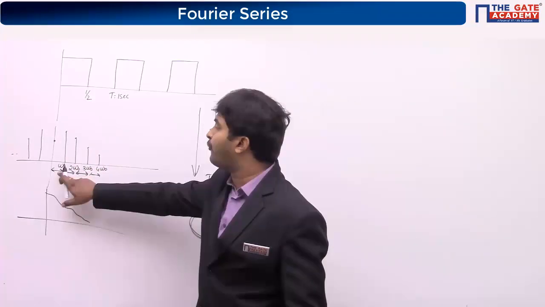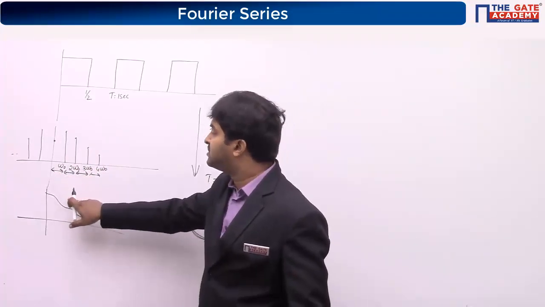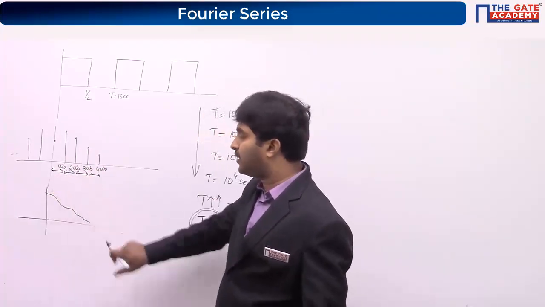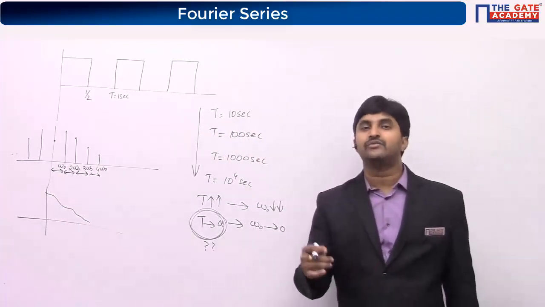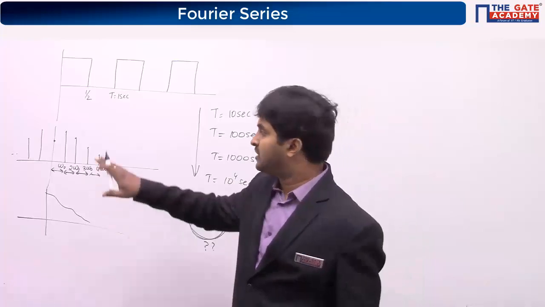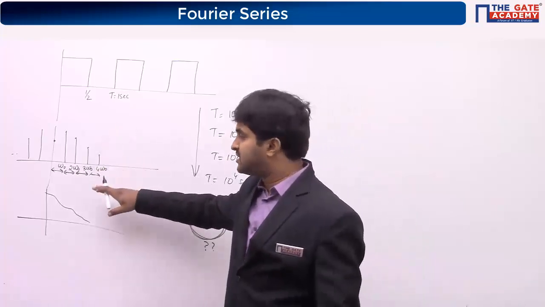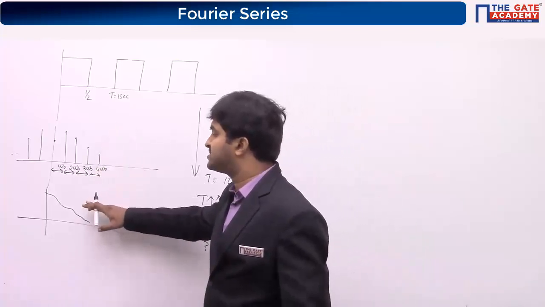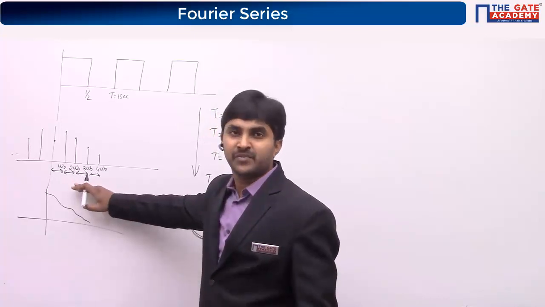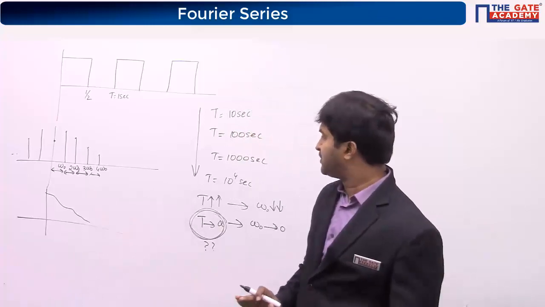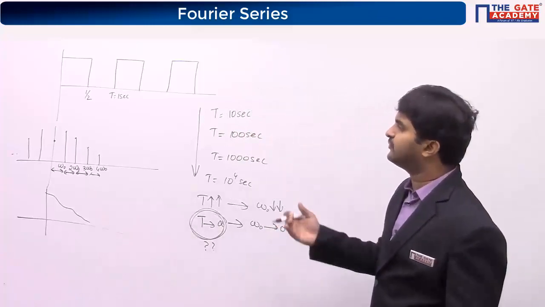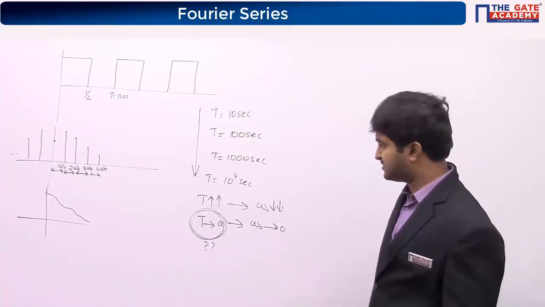Now as the value of omega naught tends to 0, the spectrum is going to become continuous in nature. That is why you will see that the continuous time Fourier series spectrum is discrete, whereas the continuous time Fourier transform spectrum is going to be continuous in nature. So let us see how we are going to get the formula of Fourier transform from Fourier series.